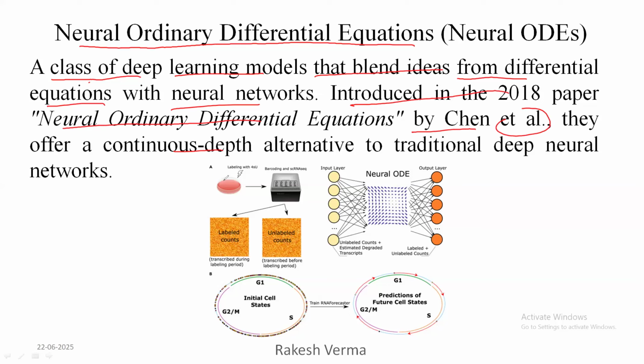Suppose we try this, you see, this is labeled with 4sU and barcoding the scRNA. This is the labeled counts and this is the unlabeled counts, and we can give these as the input layer to the neural ODE. At the intermediate level, the neural ODE works, and then gives the different concepts of differential equations, and you can say initial cell state, train the RNA forecaster and predict the future cell states. In this way it is defined. So it implements the concept of differential equations in neural network theory.